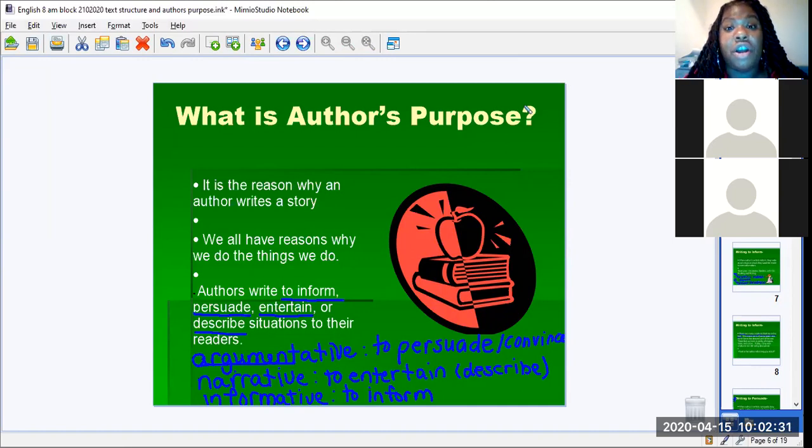But just know that there are three types of essays. You have your narrative, which is the story, which is to entertain. So that's the purpose, okay? So the purpose of a narrative is to entertain. The purpose of an informative essay is to inform you. And the purpose of an argumentative essay is to persuade or to convince you of whatever it is that you're reading. You have to either agree with the writer or disagree with the writer, okay?